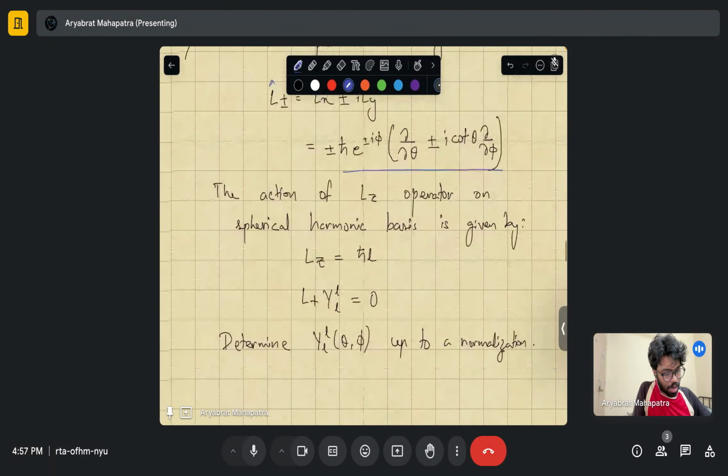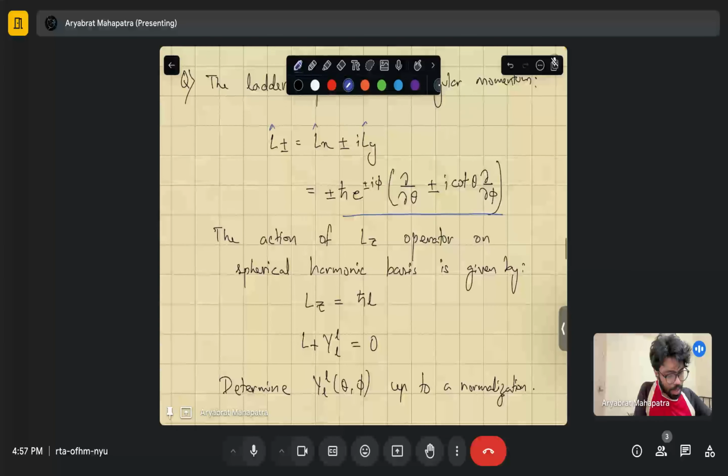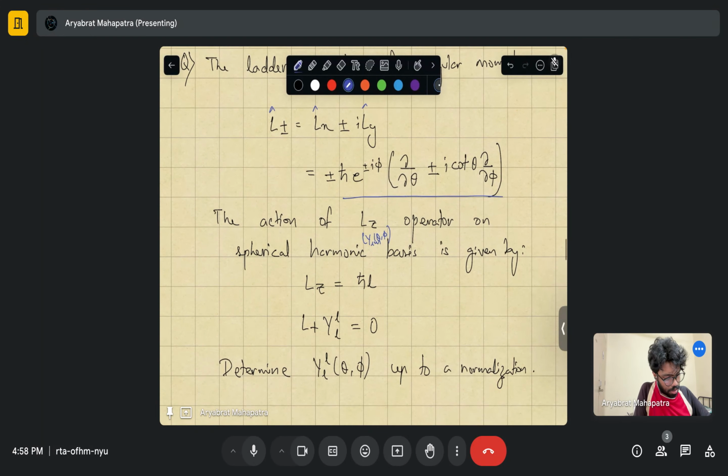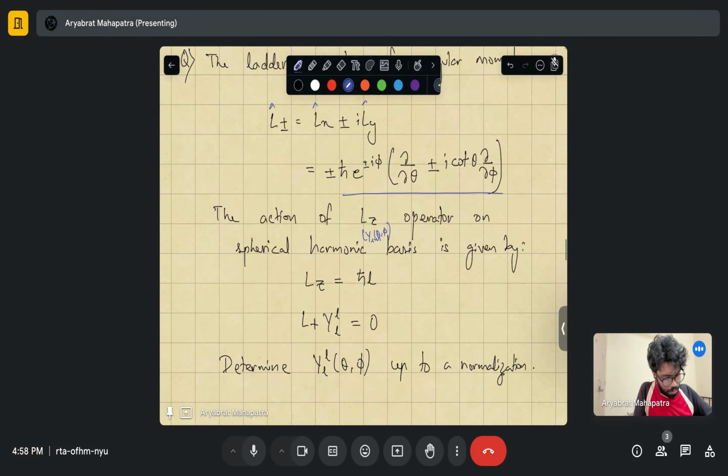So what is given here? The operator forms of L plus and L minus are given in terms of the theta and phi variables. Next is the action of these and the action of the Lz operator on the spherical harmonics, that is Y_lm(theta, phi), the spherical harmonic basis.